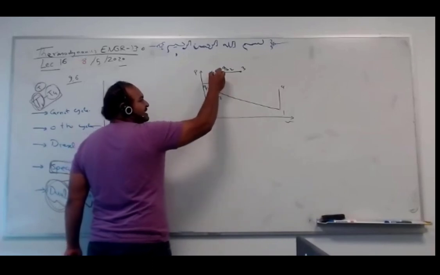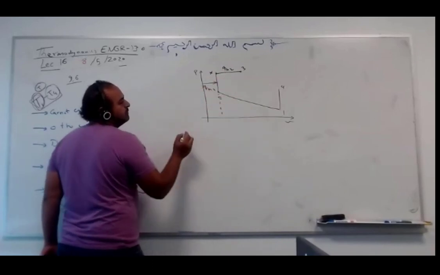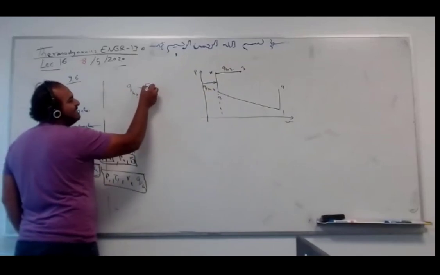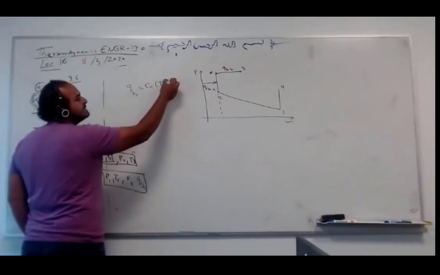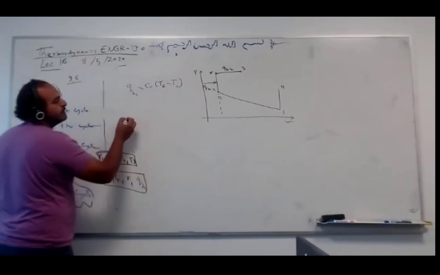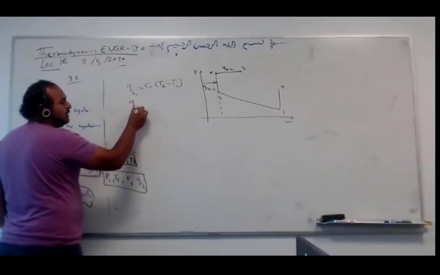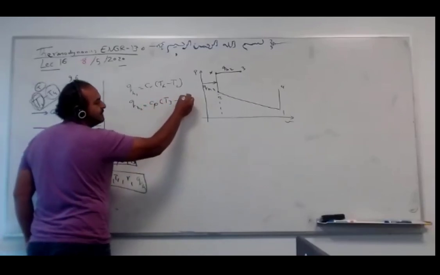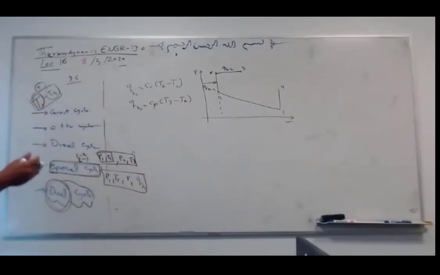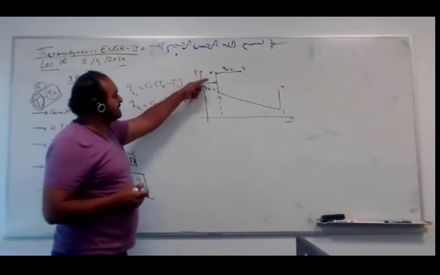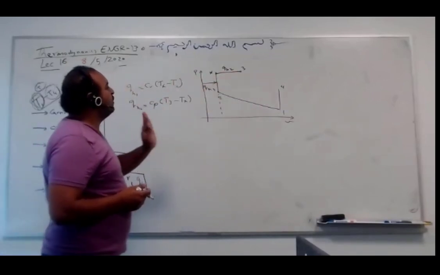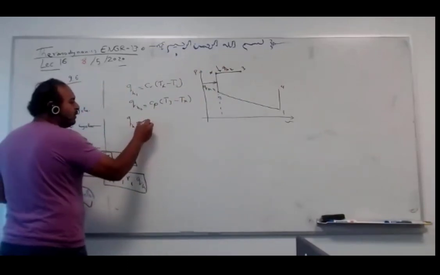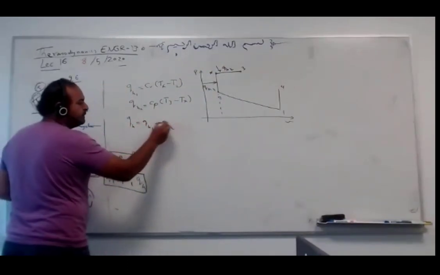From 2 to X, Q_H1 at constant volume. So Q_H1 equals C_V (T_X minus T_2). Q_H2 is C_P (T_3 minus T_X). T_3 is higher, I'm adding heat, so the temperature increases. So this minus this, this minus this. This is Q_H1 and Q_H2, so Q_H equals Q_H1 plus Q_H2.